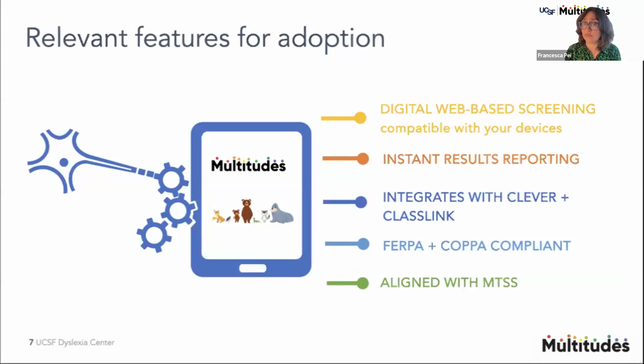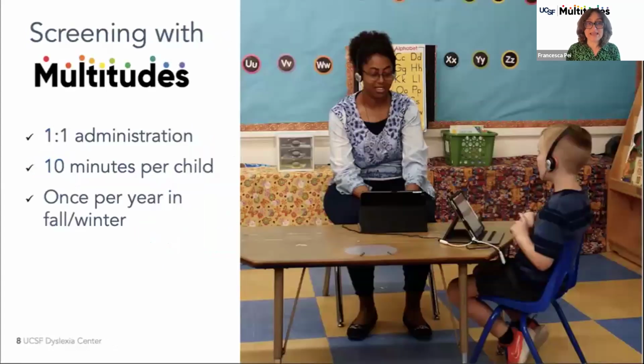It does integrate with Clever and ClassSync if your school has used such support, but also if you don't, it's the same. We can still roster your school. It is FERPA and COPPA compliant and does align with MTSS. So what does Multitude look like?